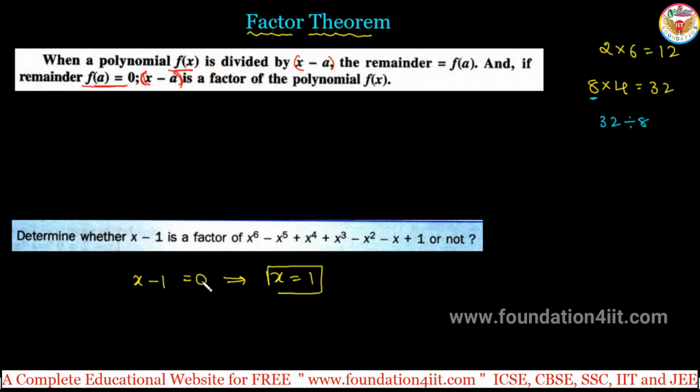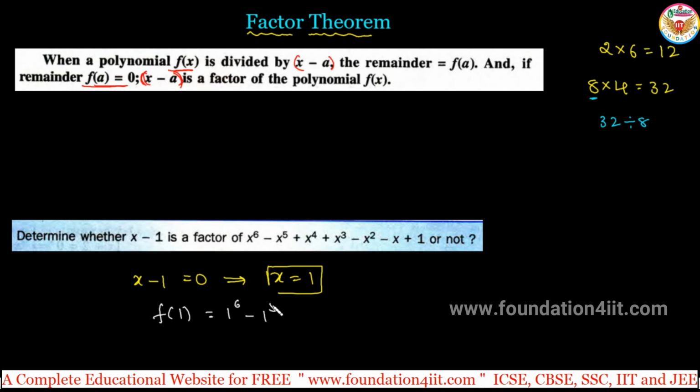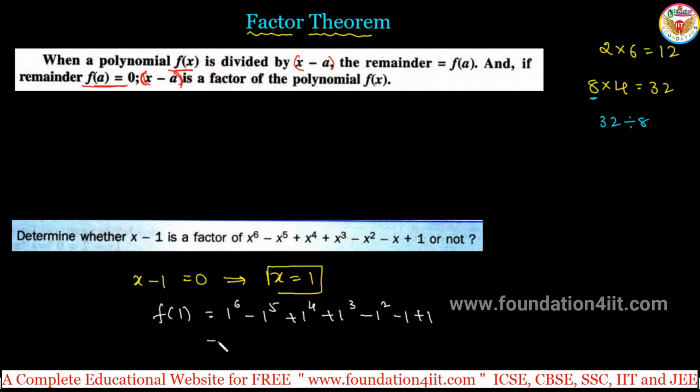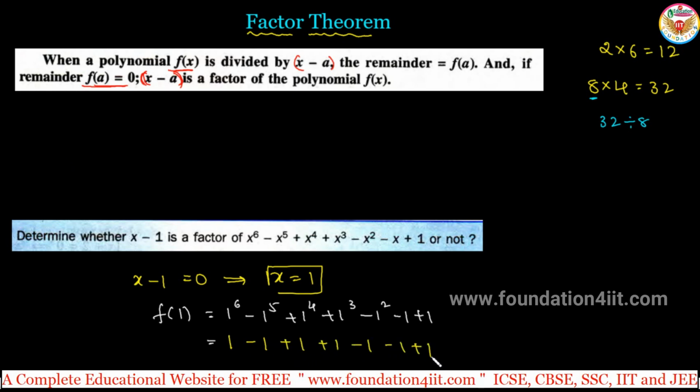So this is the function. When the given polynomial is divided by x minus 1, the remainder is f of 1. Wherever x is there, we can substitute 1. X power 6, so 1 power 6 minus 1 to the power 5 plus 1 to the power 4 plus 1 cube minus 1 square minus 1 plus 1. This is 1 minus 1 plus 1 plus 1 minus 1 minus 1 plus 1. Cancel these, still 1 is there.